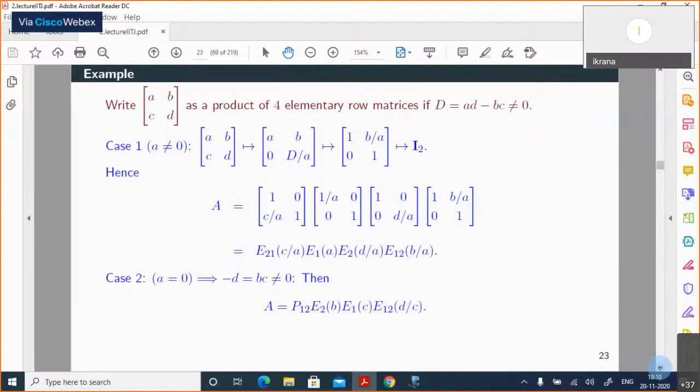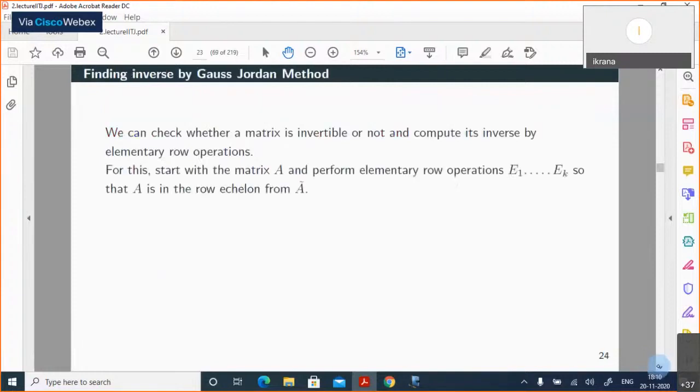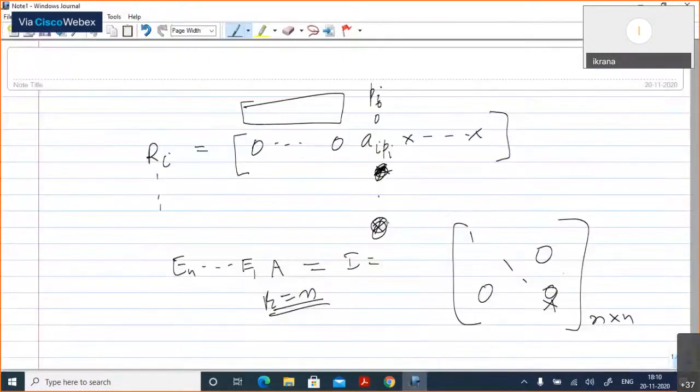So here is an exercise for the tutorial session. Write down as a product of elementary matrices. Okay. So we want to check whether a matrix is invertible or not and compute its inverse by elementary row operations. So the idea is very simple. Let us look at the idea.